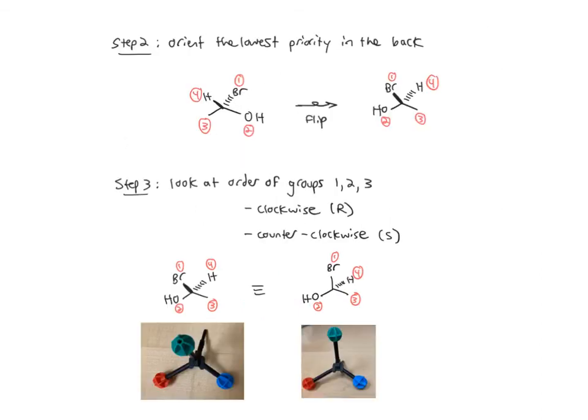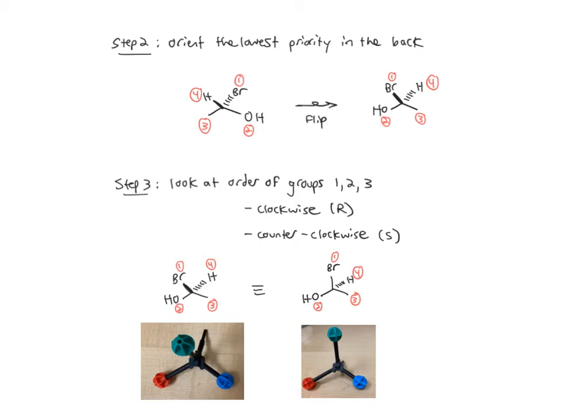Then, and this is why it's important to assign the priorities first, we're going to end up putting priority 4 in the back. That's one of the things we have to do in order to name whether this chirality center is R or S. We do have to put that priority 4 in the back. So what we've done here is we've just taken the molecule and flipped it. We brought the CH3 over to the right hand side, which means that the OH would be on the left, and the H that was going out is now going back, and the bromine that was going back is now going out because we did a horizontal flip of that molecule. So now priority 4 is in the back.